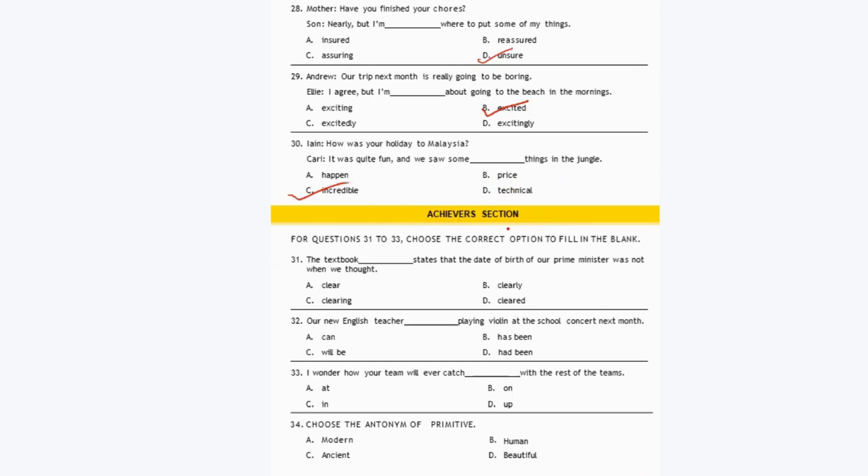So I repeat again, here each question carries 2 marks. So read the questions very carefully. For questions 31 to 33, choose the correct option to fill in the blank. The textbook dash states that the date of birth of our prime minister was not when we thought. States is your verb and we need a word that describes this verb. It means we need an adverb here. So the textbook clearly states that the date of birth of our prime minister was not when we thought. It should be option B, clearly.